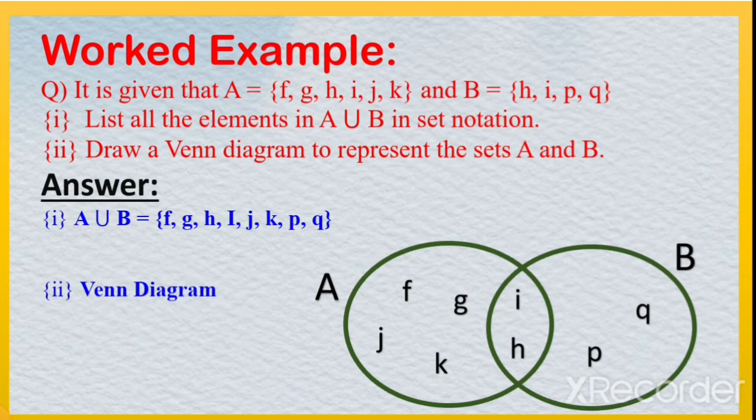Now it's time for the second part, which is the Venn diagram. So we draw a Venn diagram. In the A part we write F, G, J, K and in the B circle we write P, Q. If we combine together, because union is all about the similar values, so I, J are the similar values.